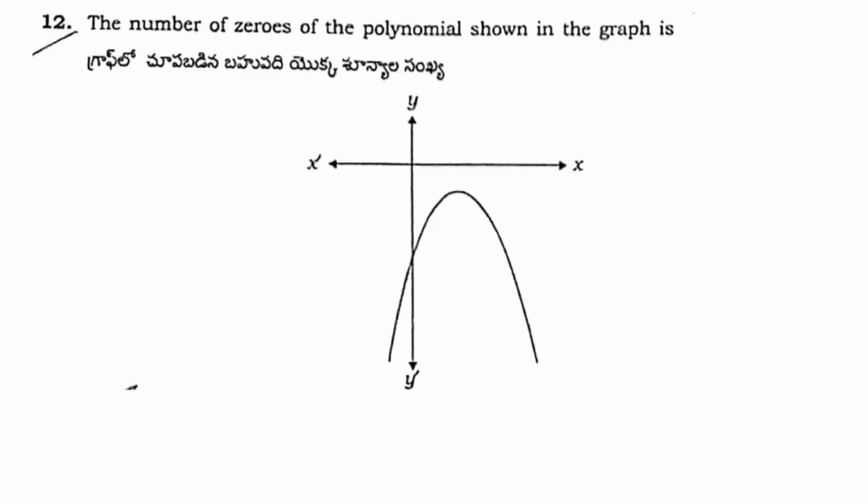So okay, next question. The number of zeros of the polynomial shown in the graph is dead easy. Why? Because a zero means it has to touch the x-axis, but here in this graph it is not touching the x-axis, so the number of zeros is 0.